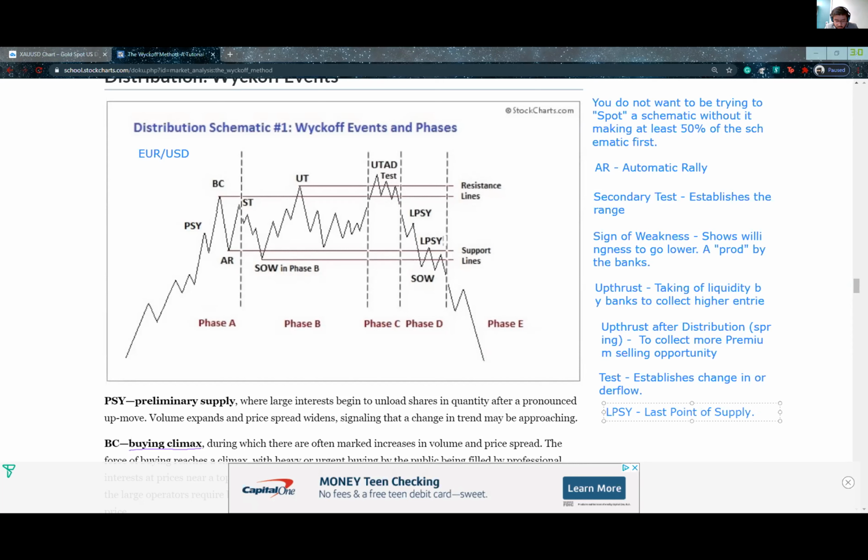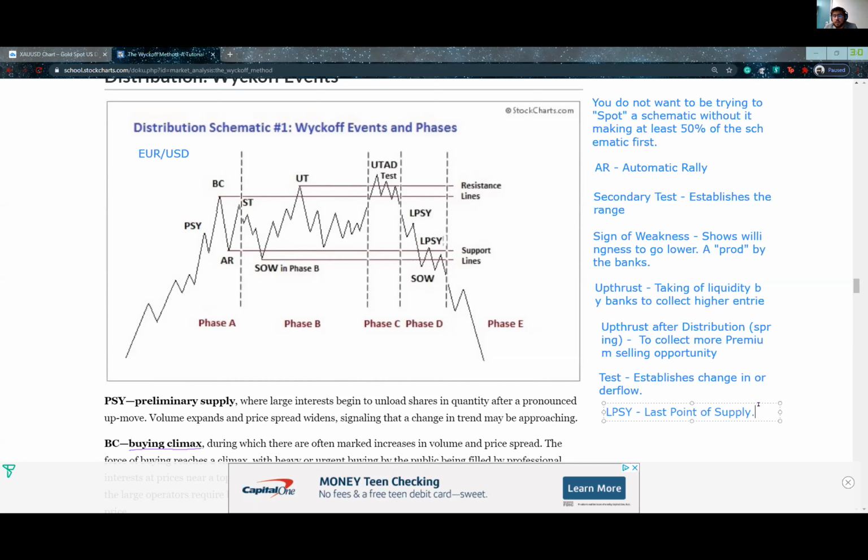A key point to the test is the lower lows. So I'm guessing you're saying the important part about the test is the lower lows. Yes, as we see here, the test retests the upthrust after distribution. A lot of times it can be a lot larger, so it can fall all the way down to here and then come back up. But it establishes bearish order flow, meaning that it essentially says, "Hey, we're not going any higher. We're going to stay low, and then we're going to retest at the LPSY."